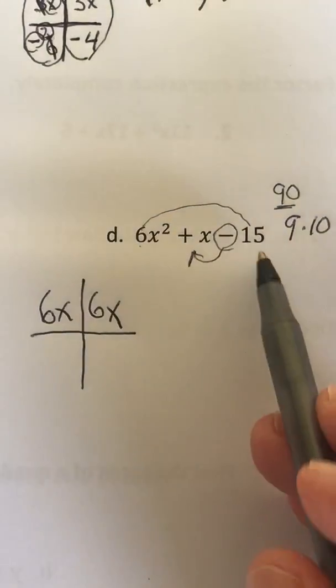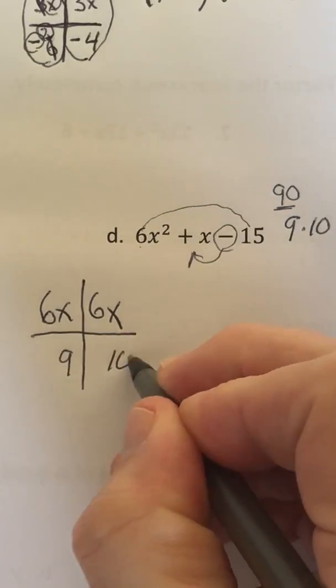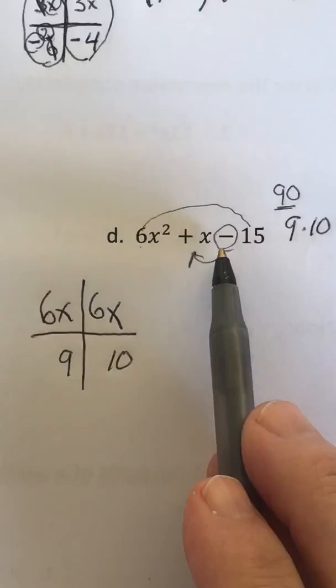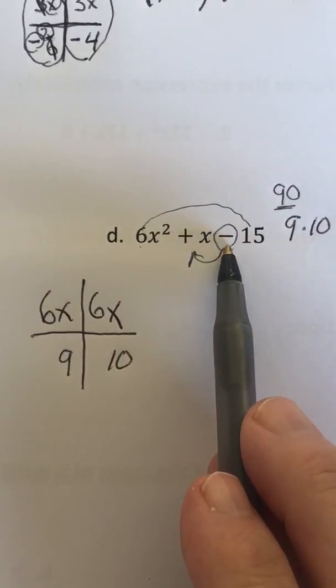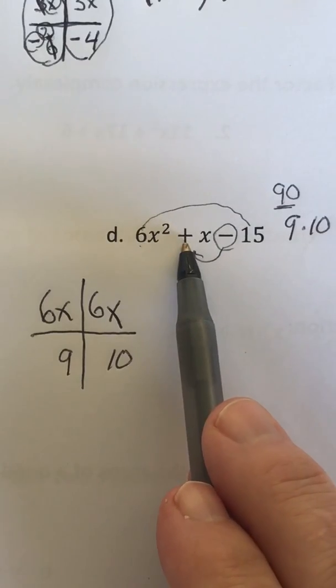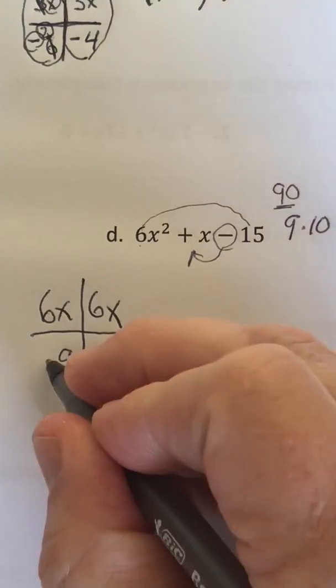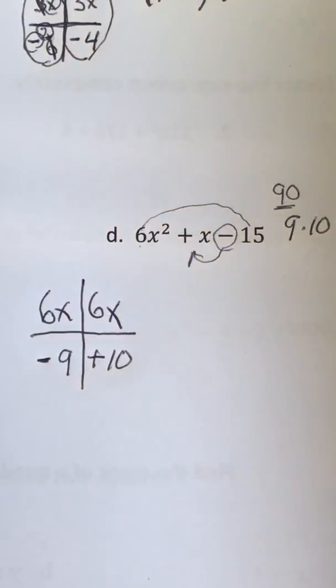Okay? So we're going to take our 9 and our 10, and we're going to put them in the bottom of each one. Again, we go to our last sign. Our last sign is a negative, so that means the signs are different. The middle sign's plus, so again, our bigger number has to get that plus sign. So the 10's bigger than 9, so the 10 gets a plus, the 9 gets the minus.